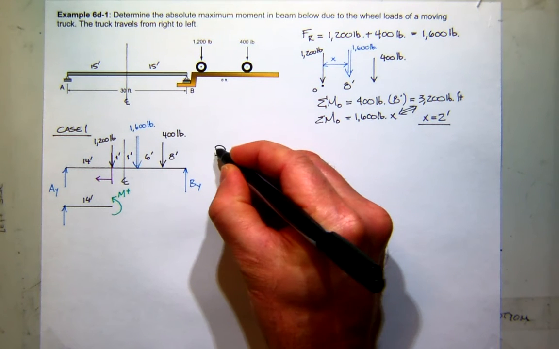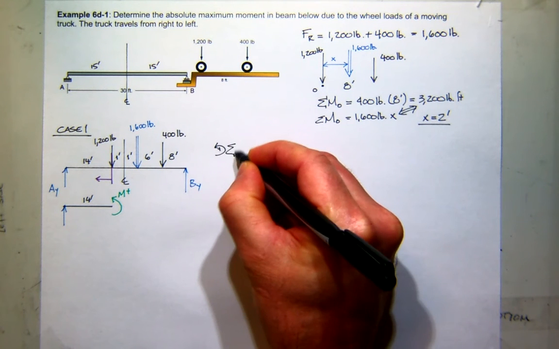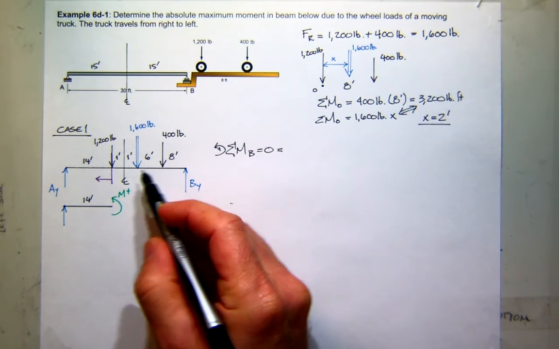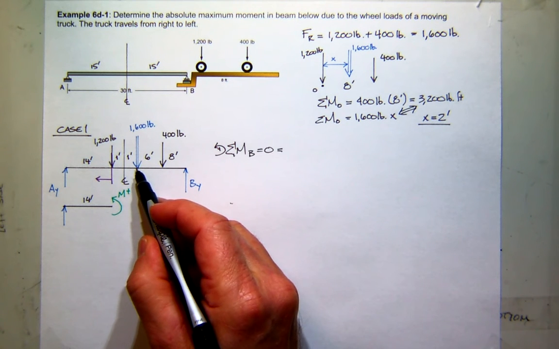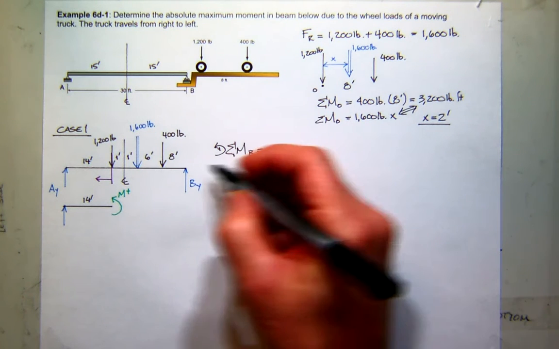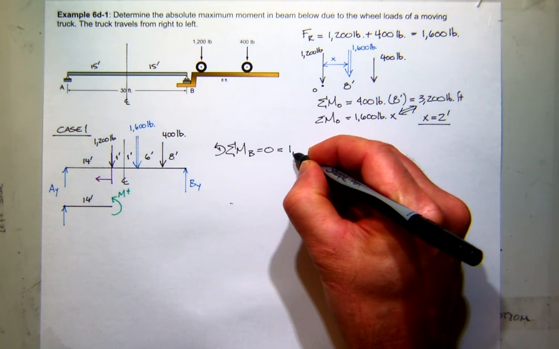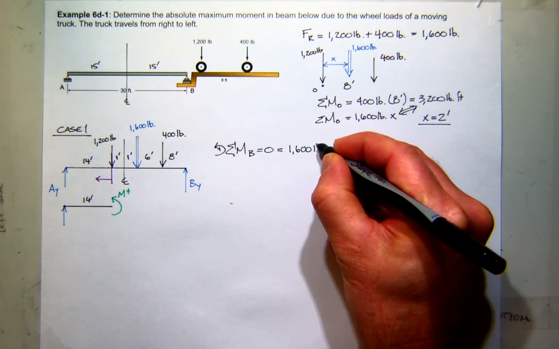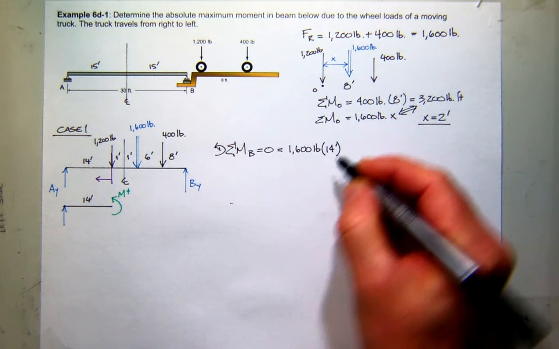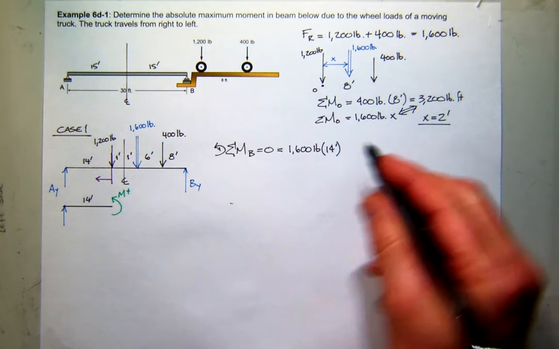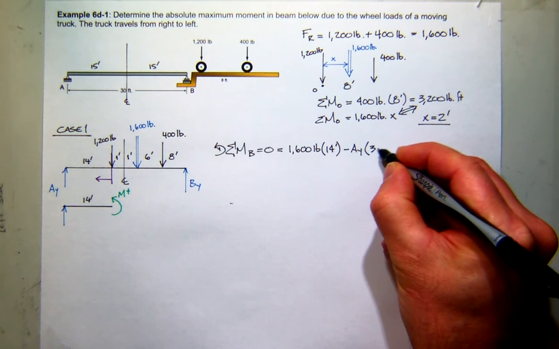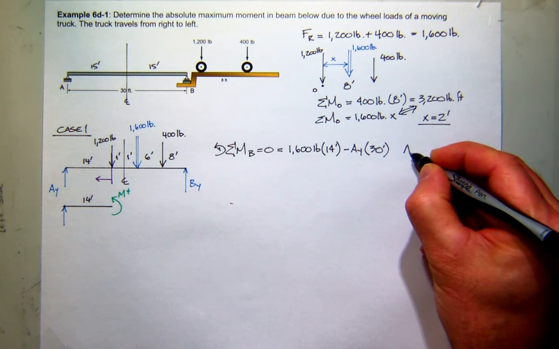So I'll come back now and sum moments about B. Make sure it's in equilibrium. Using only the resultant force, the distance from B to the resultant is 14 feet, and it creates positive moments. So I have 1,600 pounds times 14 feet, and the other force in the system is AY, which creates negative moment and has a moment arm of 30 feet. So what's AY equal to?